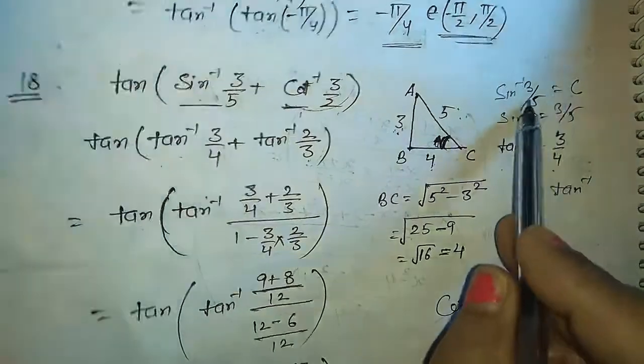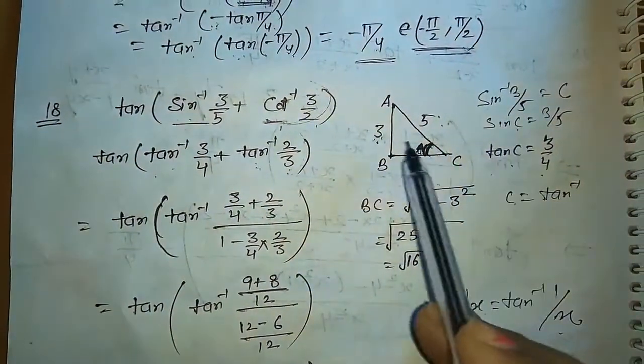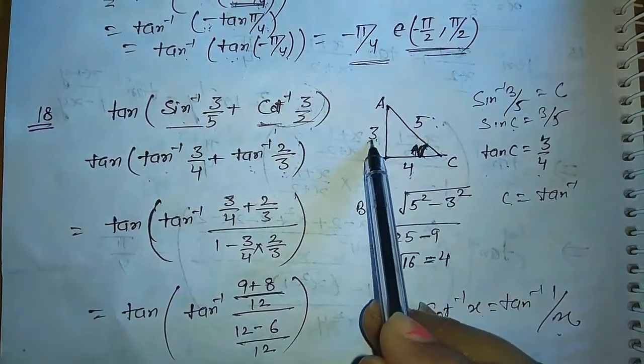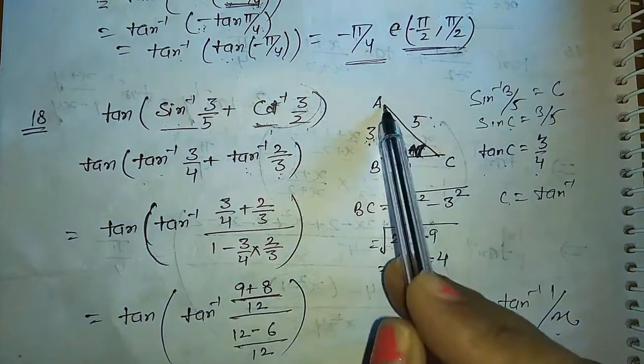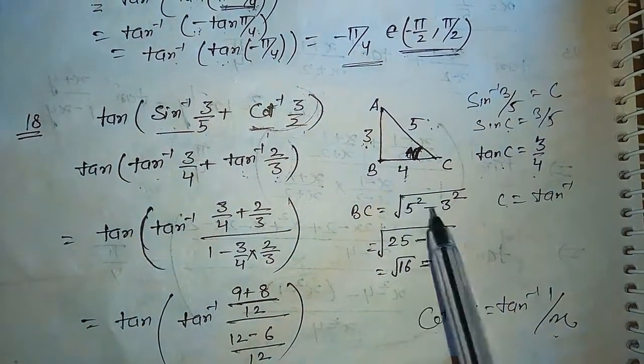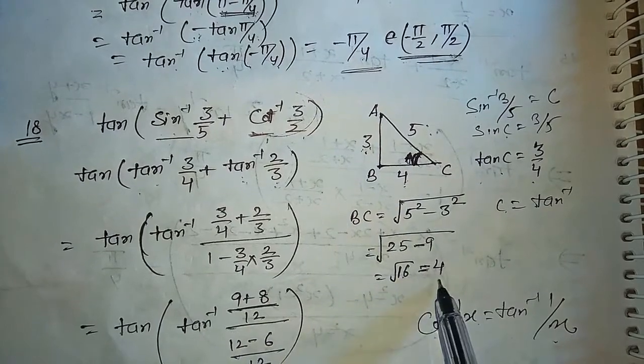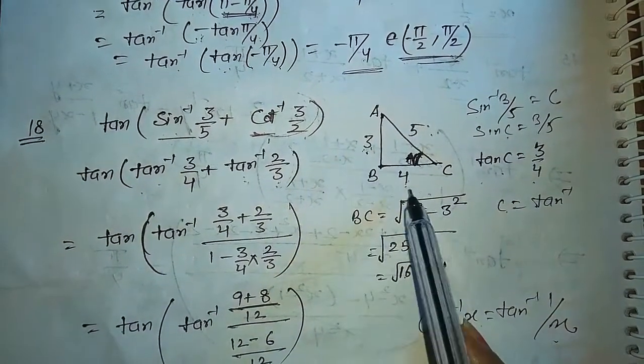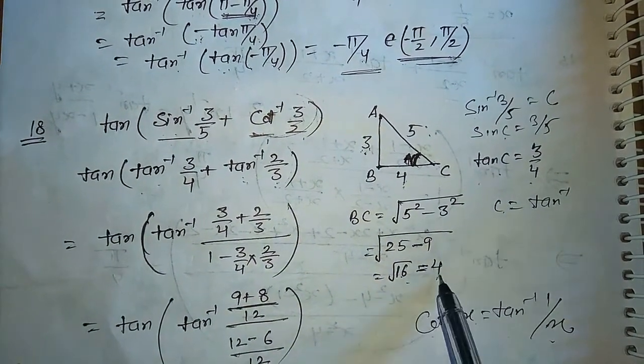So sin C will be 3 by 5. Sin C is perpendicular upon hypotenuse, so this is 3, this is 5. By using Pythagoras, we will find the base. 5 square minus 3 square is equal to 16, and the square root of 16 is 4.